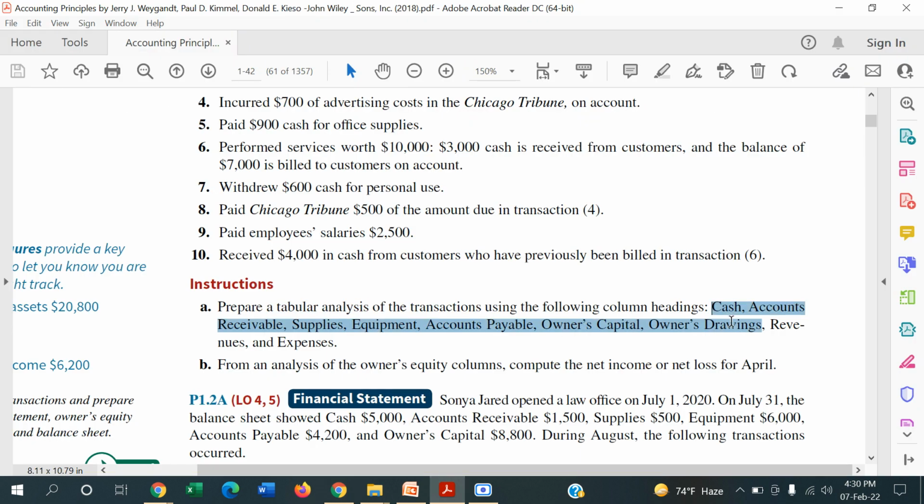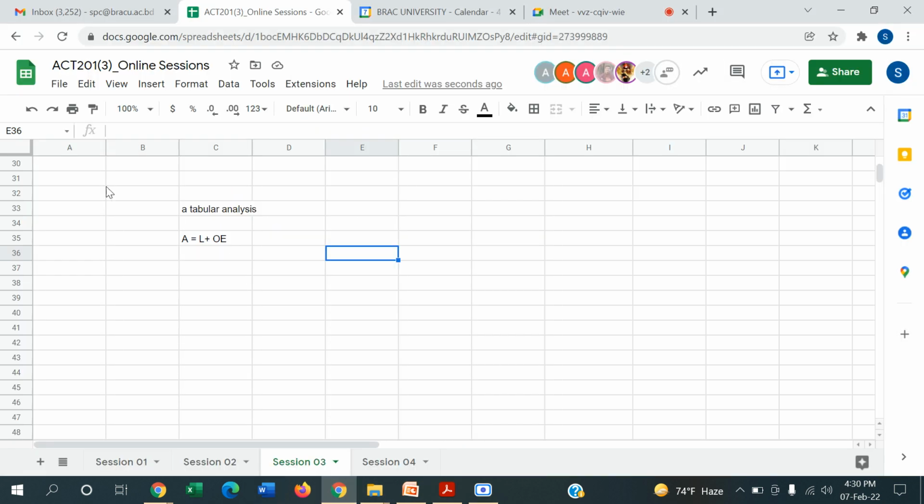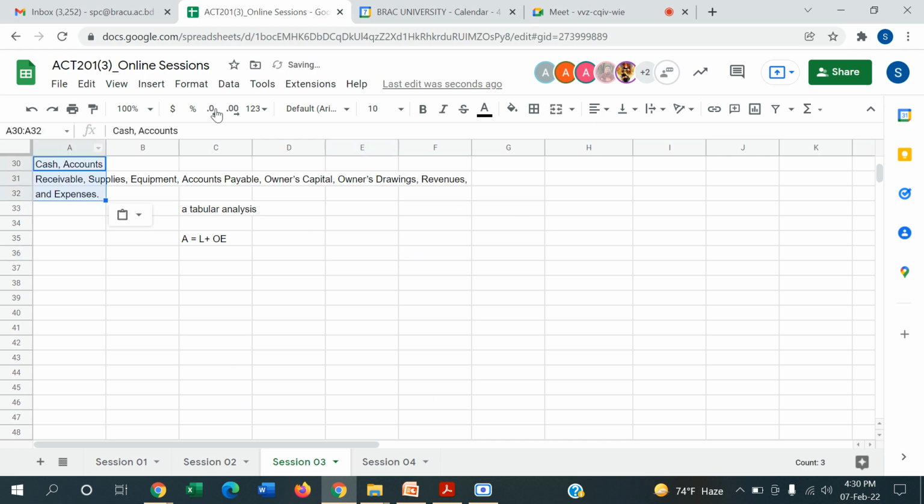They also mentioned what account titles should be considered when you are dealing with the transactions. Cash, accounts receivable, supplies, equipment, etc., have been given here. Now let's write it down. You can see cash, accounts receivable, supplies, equipment. All of these four are assets. Accounts payable is a liability. Owner's capital, drawings, revenue, expense are a part of owner's equity. Now we are going to show all of these activities here.